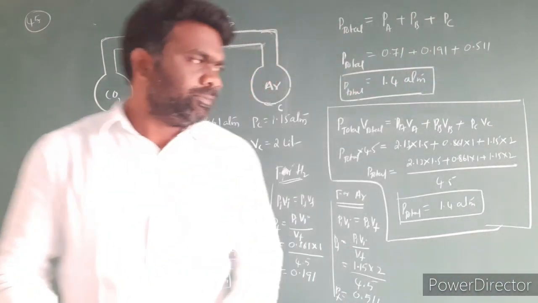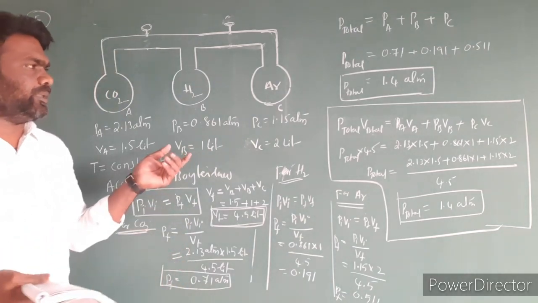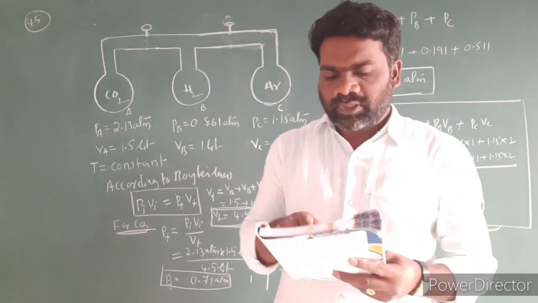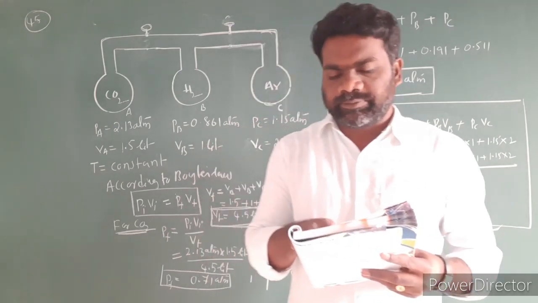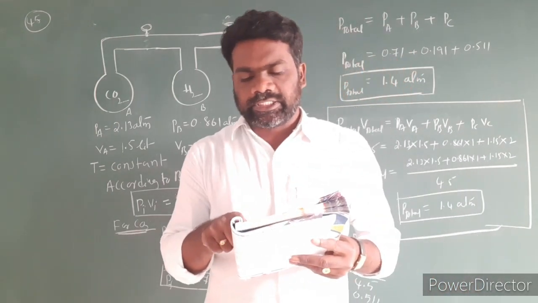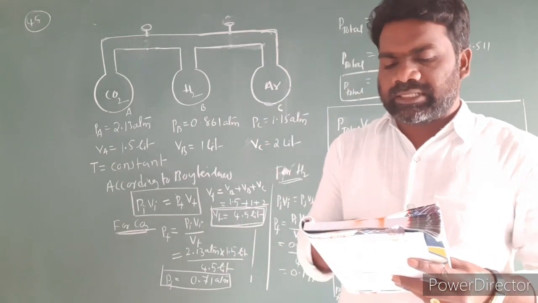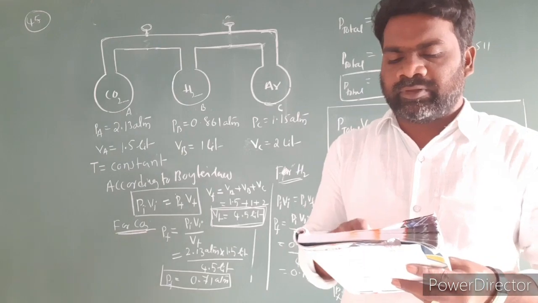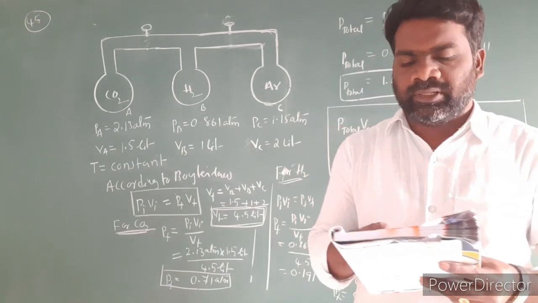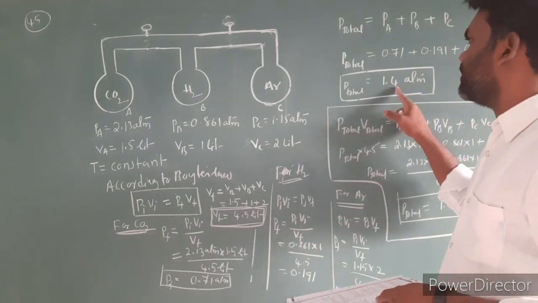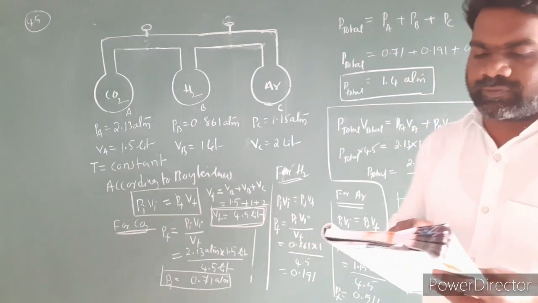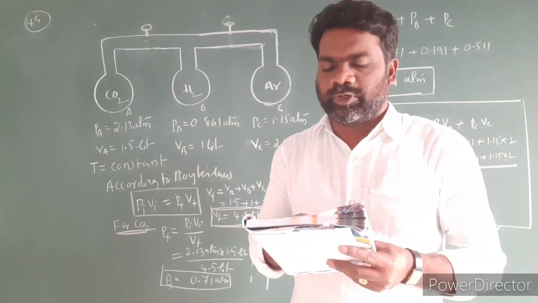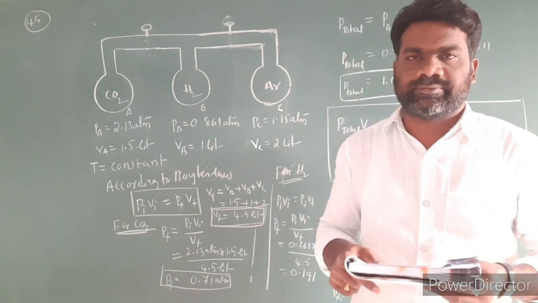So here the pressure of the gas in the bulb is equal to the total pressure. Look at the options. The first option 1.41 atmospheres, second option 0.861 atm, third option 1.38 atm, fourth one is 1.18 atm. So for the problem number 45, the correct option is 1.41 atmosphere. I wrote 1.41 approximately, you can take 1.4 or 1.41. So the correct answer is the first option, 1.4 atmospheres.